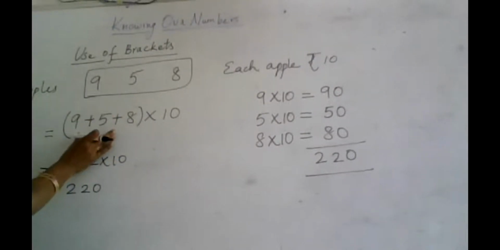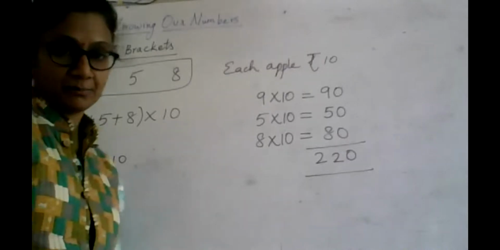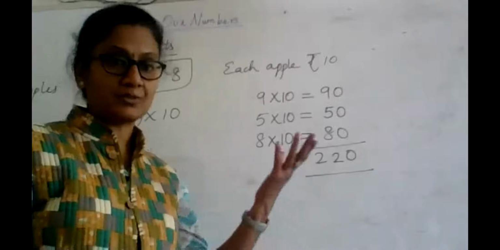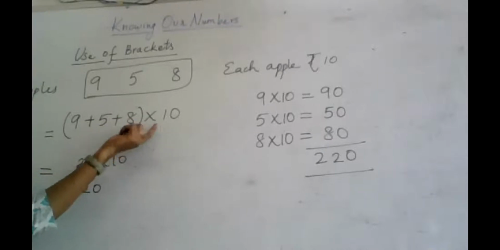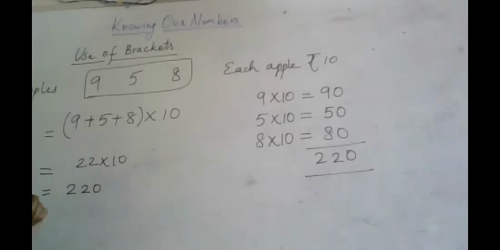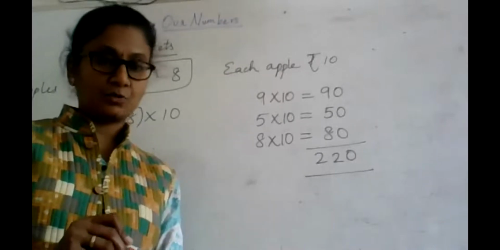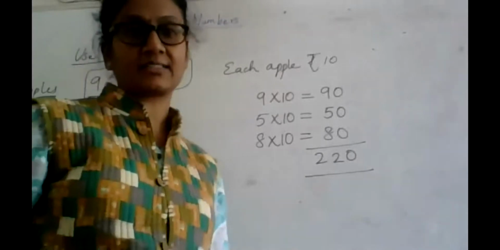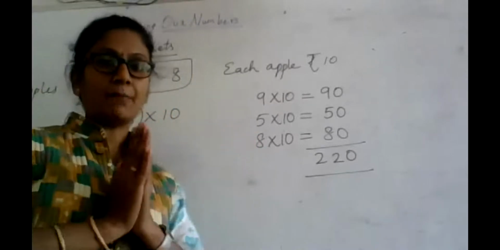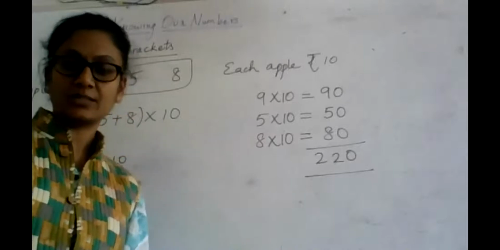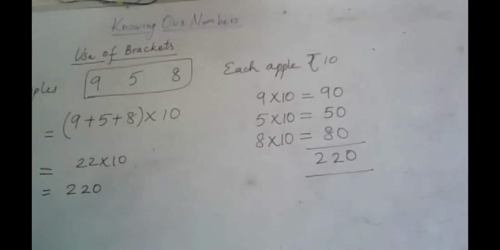That means whenever brackets are introduced, what is inside the bracket will be simplified first, and then you will proceed to the second operation. So here addition is within the brackets. So you finish the addition and then multiply the sum with the 10. So this is how you do it when the brackets are introduced. Actually, this is the use of brackets because it allows you to do only 2 operations. You sum up all the apples and then multiply it with 10. So that was the use of brackets.